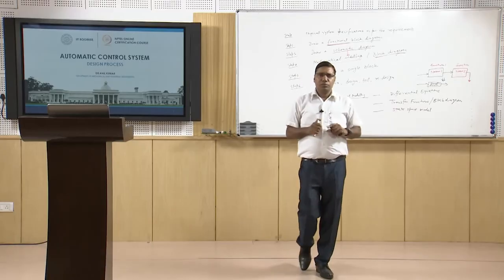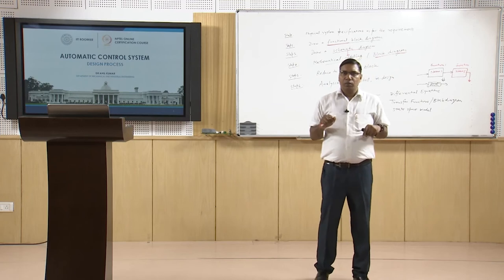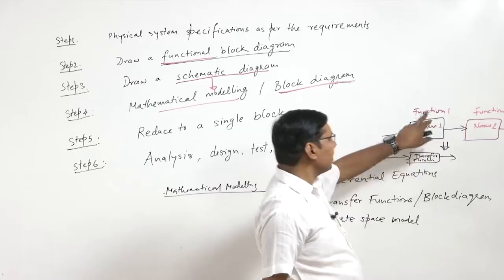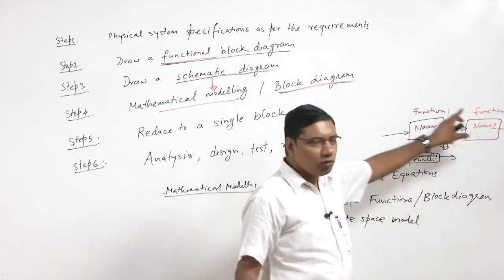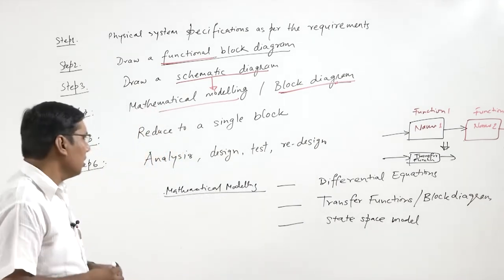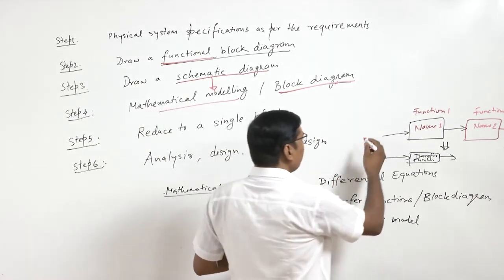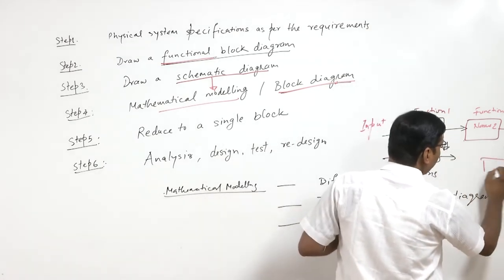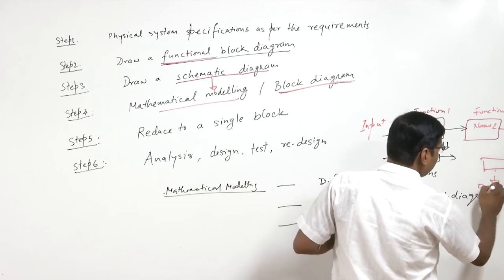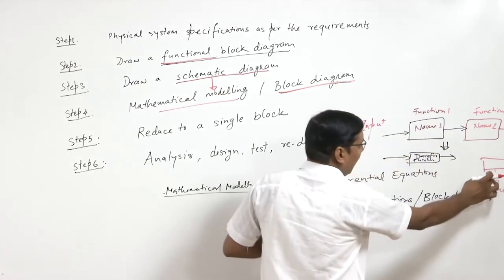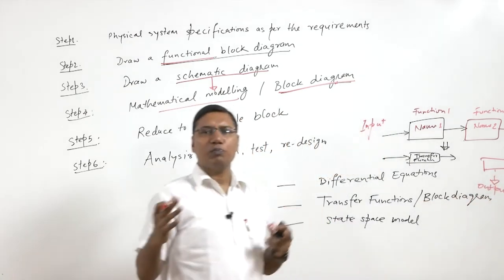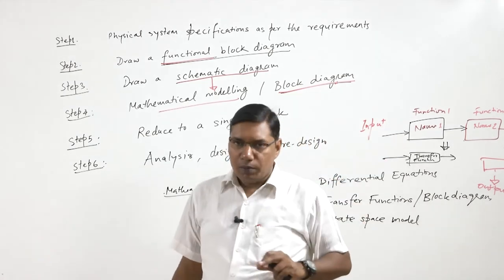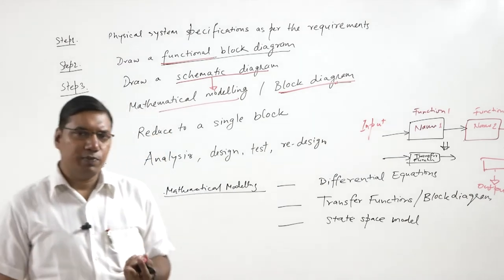Now this system can have several blocks, because there is one block for each component. Among these several blocks, there should be one main input, and the last component will give the final output. The last component's output will be the final output of the system, and the first component's input will be the main input of the system, a specific input.